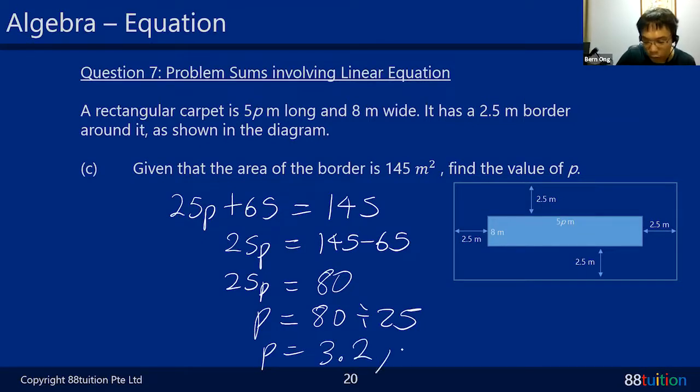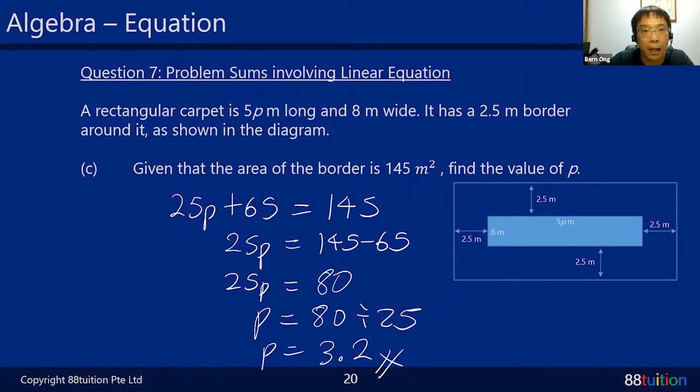Do you need to write any units? Don't have to. Just write 3.2 can already. Yes, you got it, 3.2. 16 over 5 is 3.2, right? Yeah, I think so. Good job. Very good. So we managed to complete the question.